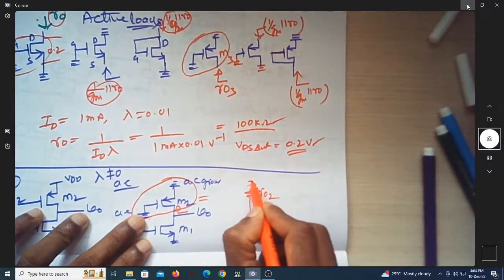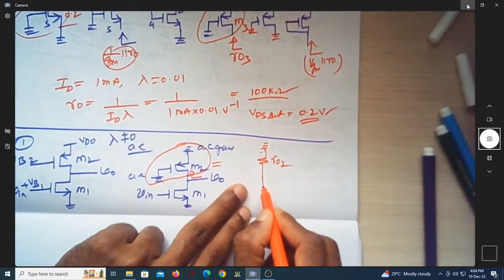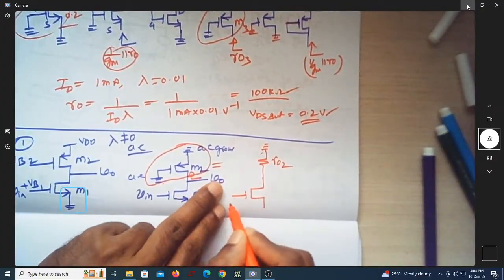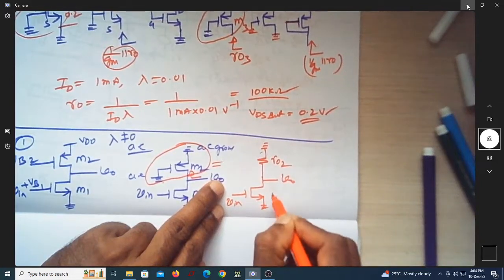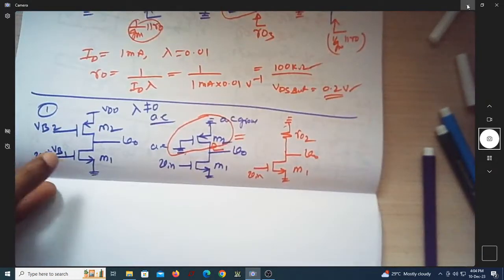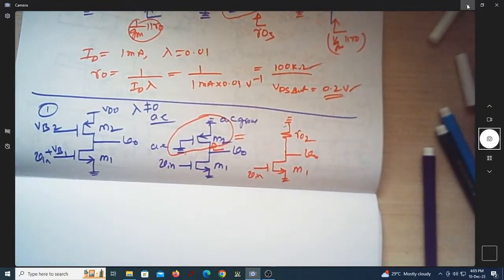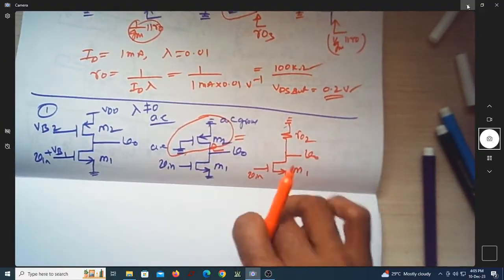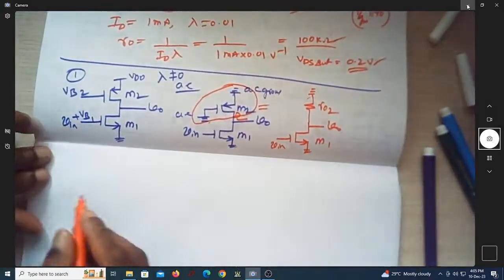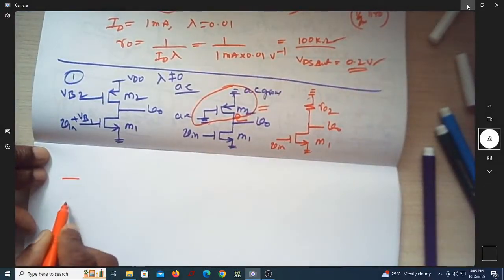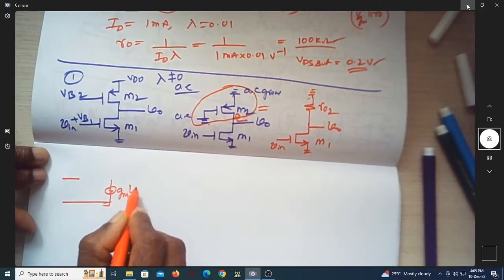Can you see, is this grounded? So now shall I write it this way? Vin, ground, and this is my V naught. Now this complicated circuit has reduced to this very simple circuit. Now, what is its AC equivalent? Shall I replace this by its small signal model? What is the small signal model of this one? Is it not this? gm into VGS.